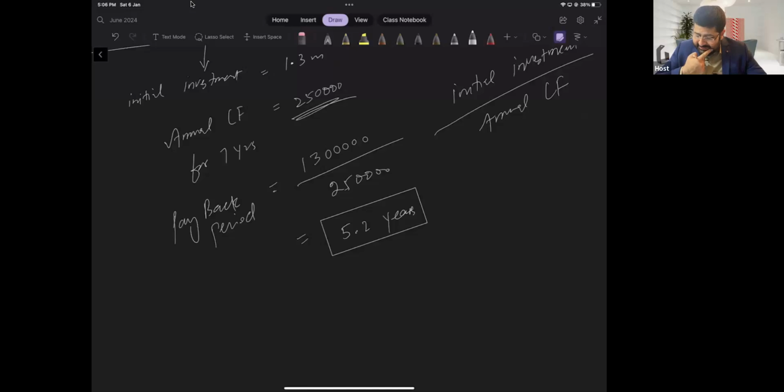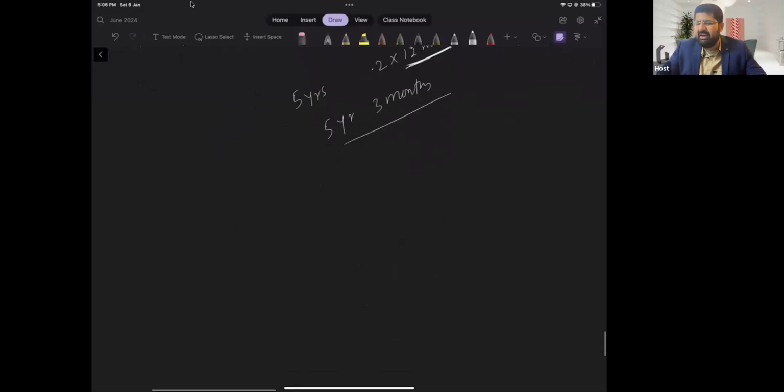Now, so 5 years complete, and how many months? 0.2 into 12, as 1 year has 12 months. Right? It is around 3 months. So 5 years and 3 months. I think this is the exact answer. Now, very easy.